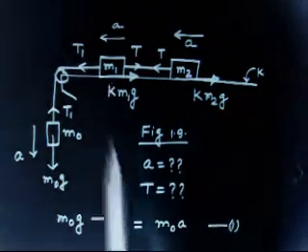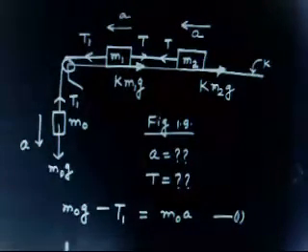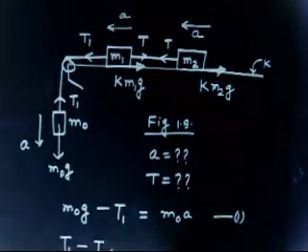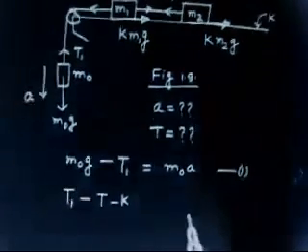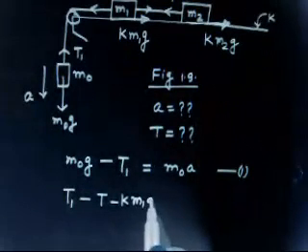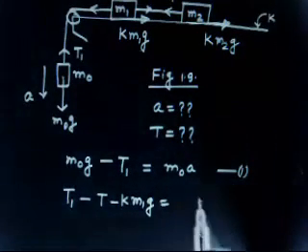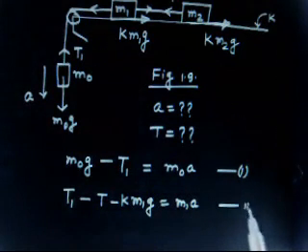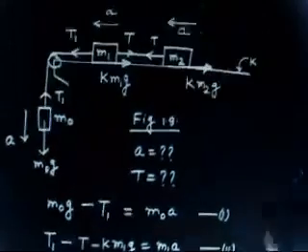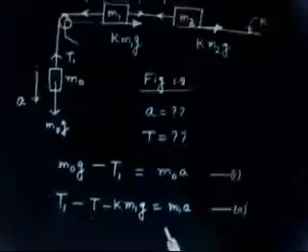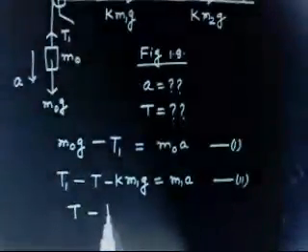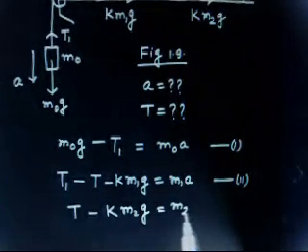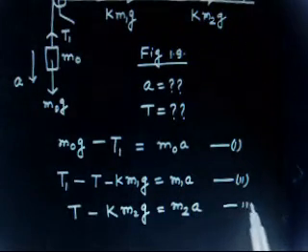If I write the equation for this mass going this side, so let us say tension T1 minus T minus k m1 g is equal to mass into acceleration. Mass is m1 into acceleration is a. So this is equation 2. Now let us write the equation for the third mass. Tension T minus k m2 g is equal to m2 into a. So this is equation 3.